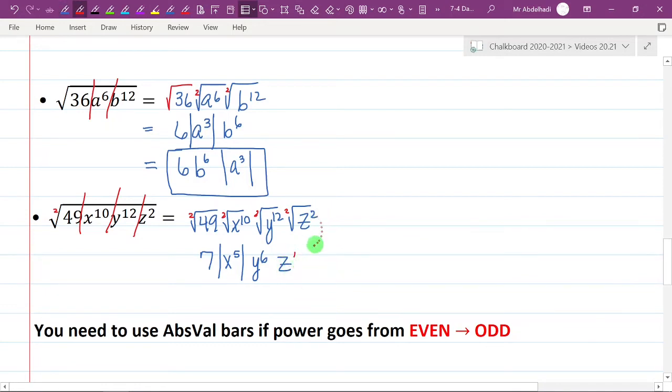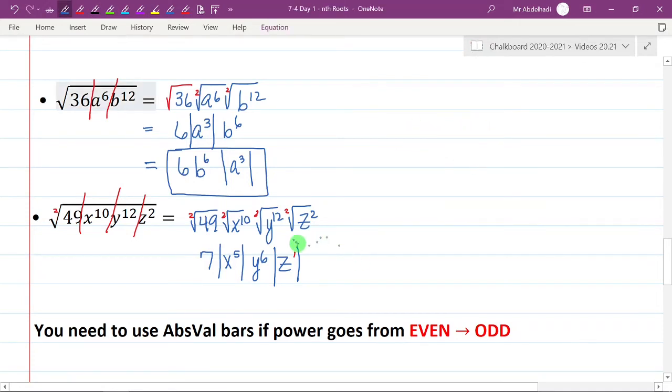When you go from 2 to 1, the square root of z squared is not z, it's absolute value of z. It's the same reason why the square root of x squared is absolute value of x, because you're going from 2 to 1 on the power. You're going from x squared to x to the first. 2 to 1 is even to odd, so we need to put the bars around it. We're just doing it with z now.